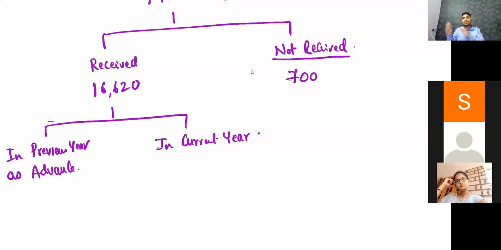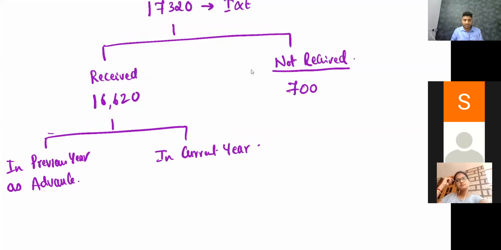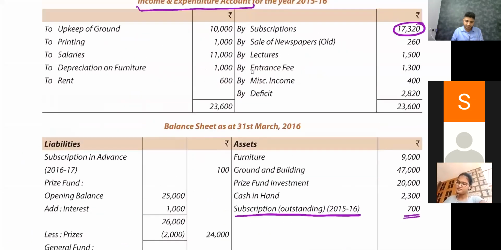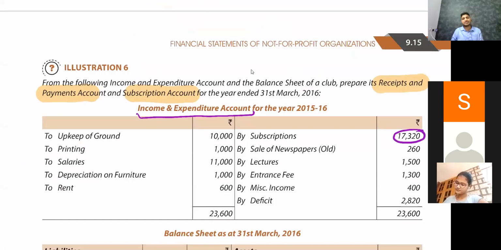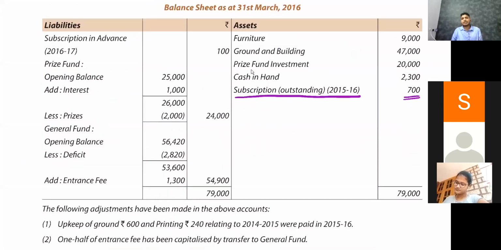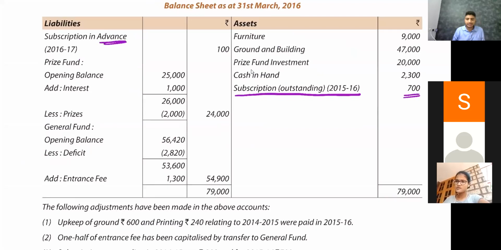So has any information been given about what was received as advance last year? Let us see. Will I get any information in income and expenditure account? No, income and expenditure account will not talk about anything of that sort. Have they said anything in the balance sheet? In the balance sheet somewhere I see a word called advance. But this is not the advance we are talking about. This is the advance for the next year. I am asking, is there any information about the advance received in the last year, not the next year?